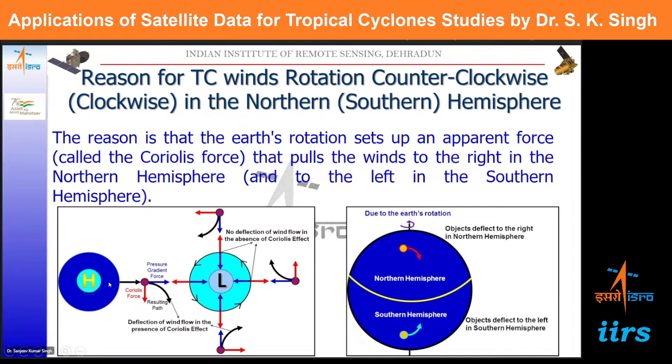So if this wind starts moving from high to low, and there is no other force, the wind will move straight. At the same time, the Coriolis force starts acting, so it will pull the wind in the right direction, and the resultant path of the wind will be like that. And due to this Coriolis force, the wind starts rotating anti-clockwise around the low pressure.